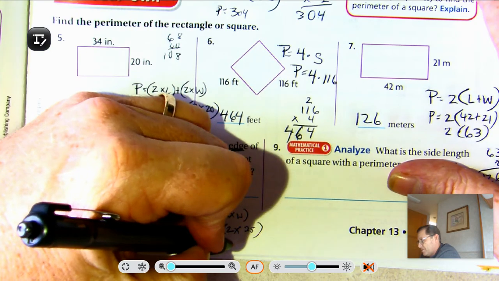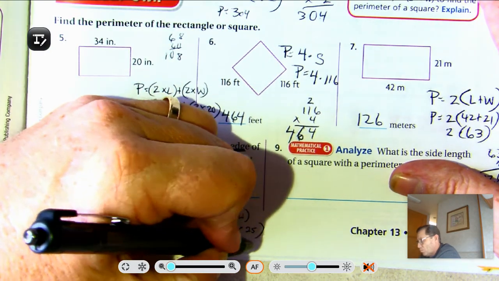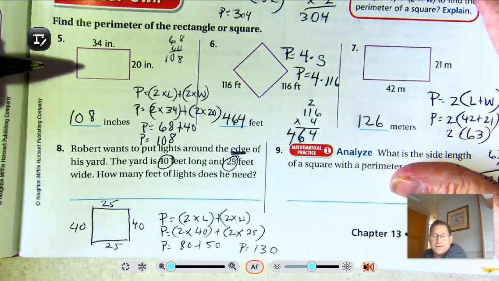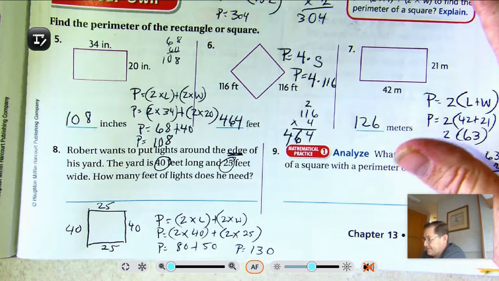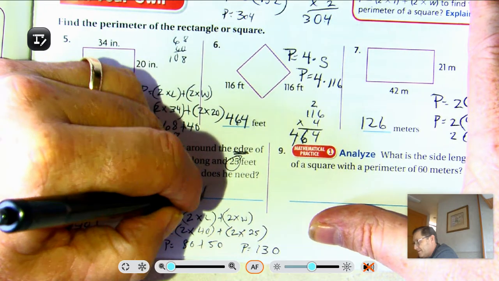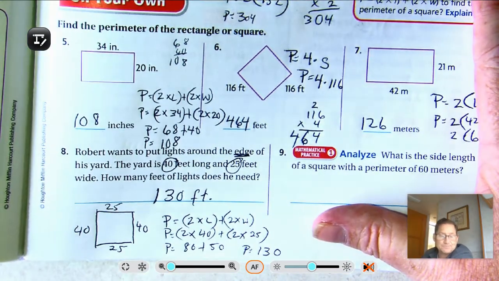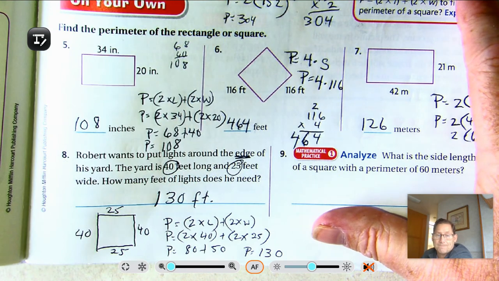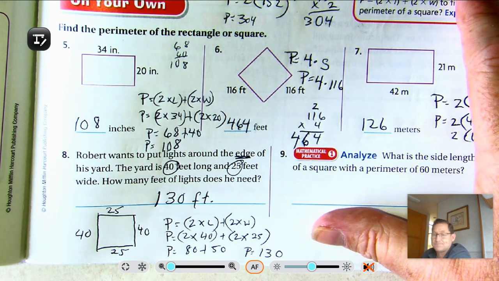All right, so the perimeter is 130. 8 plus 5 is 13. So 13 tens, 130. So we need 130 feet of lights. Abbreviation for feet is FT.